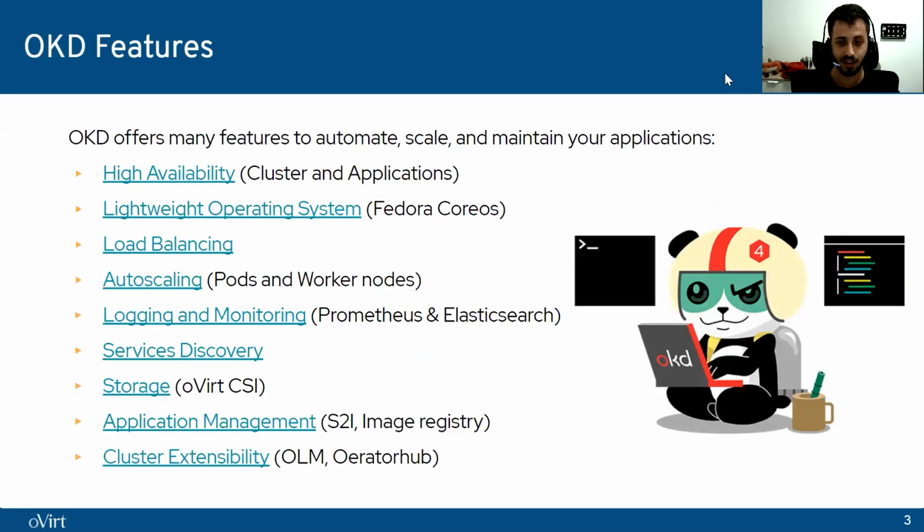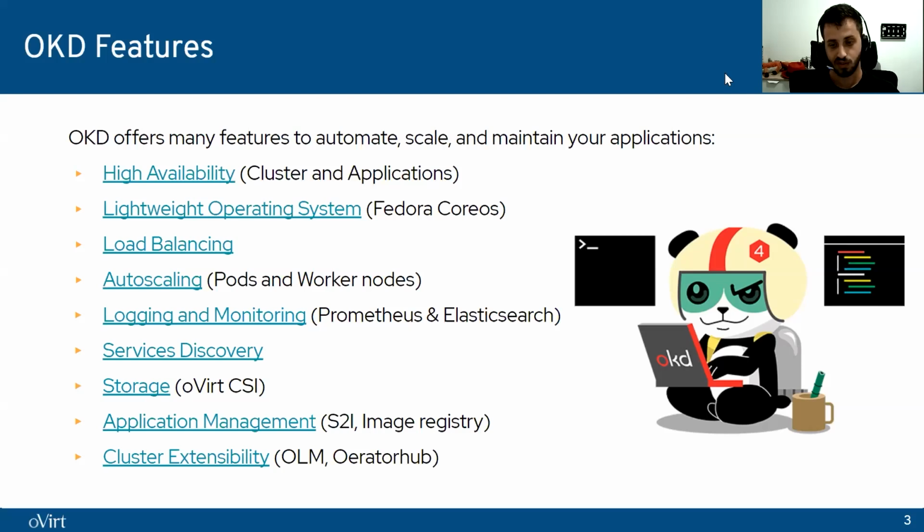There are more features, and we're not going to dive too deep into each one, but I did add a short slide on each feature in case you're interested and want to take a look after this presentation. So OKD provides high availability, whether it's for your cluster or the components that compose the cluster, or your user applications that you're running on top of OKD. It uses a lightweight operating system, which is Fedora CoreOS. It provides internal load balancing inside the cluster or external load balancing if you're using a cloud provider.